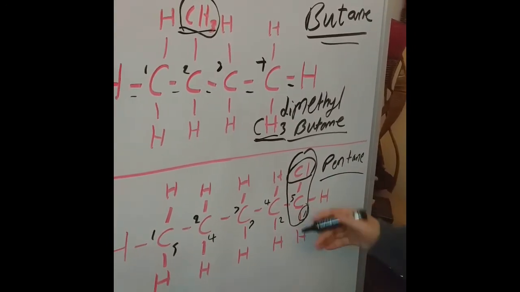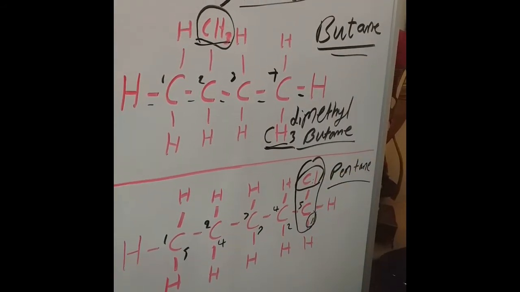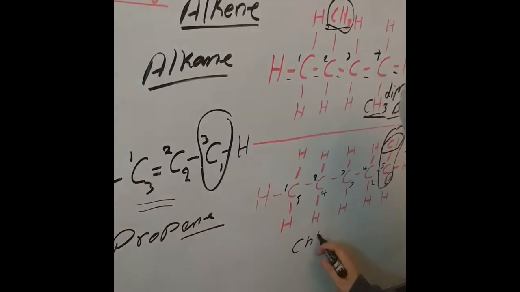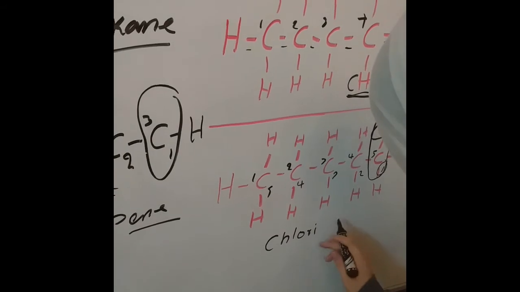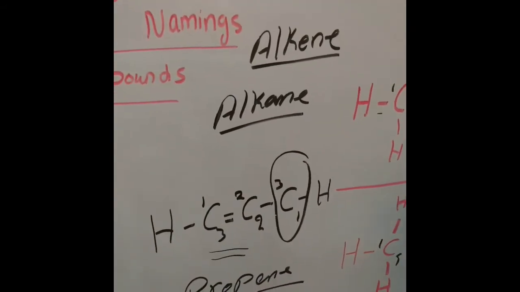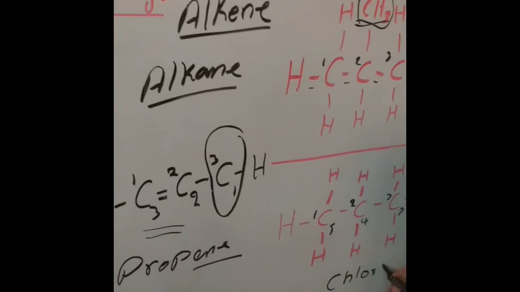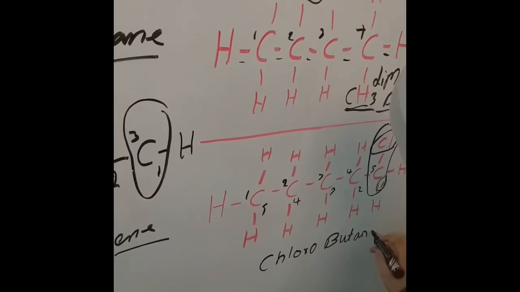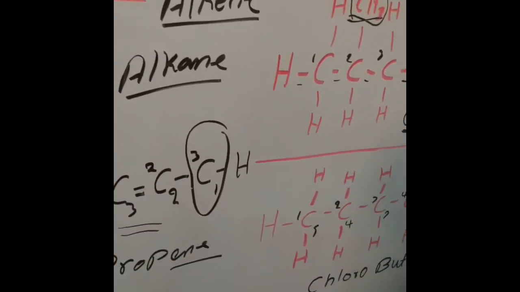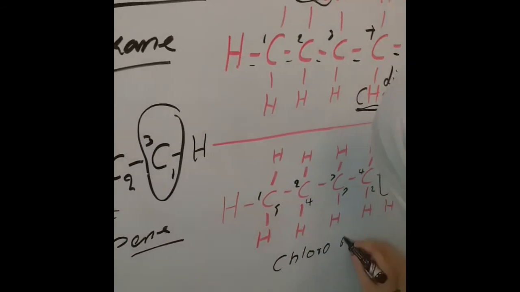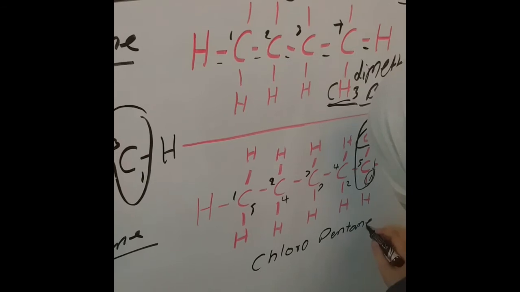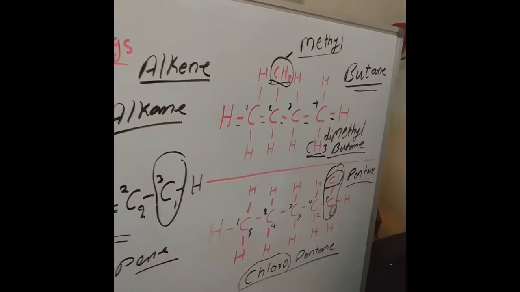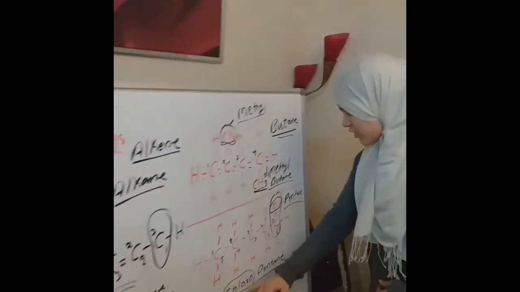That means we will not write 1 in front of chlorine because it's not necessary to write 1, as we talked before. So the name will be chloropentane. I mean pentane, because it is 5 carbon. So chloropentane. We can't write chlorine. It's a wrong name. So it will be chloropentane.